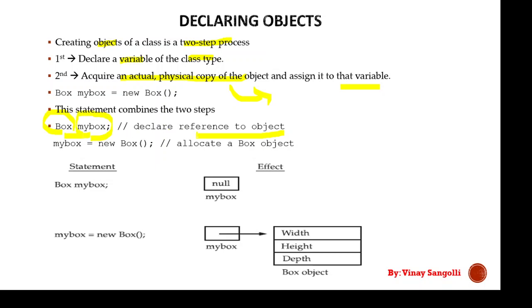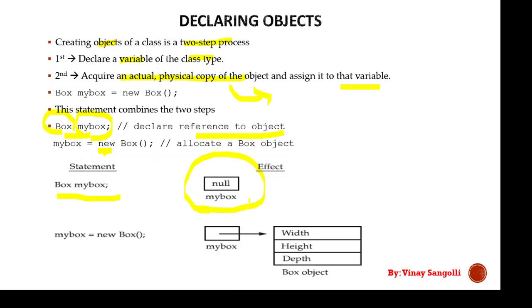After creating a reference, what is the next thing? We will be allocating the object. How do we allocate the object? Using the keyword new. So the first line, Box myBox, creates a reference to an object of type Box. Once this line executes, myBox will contain a null value.